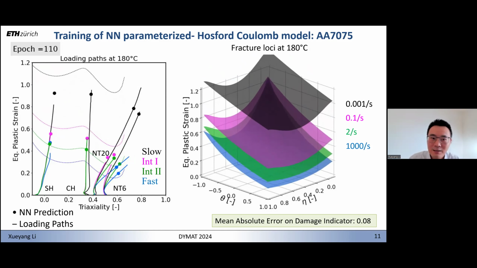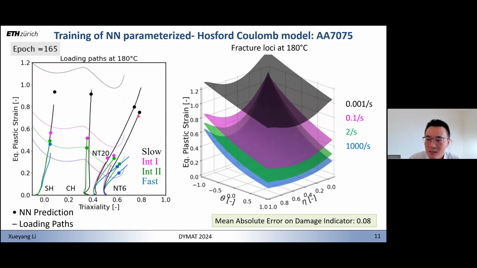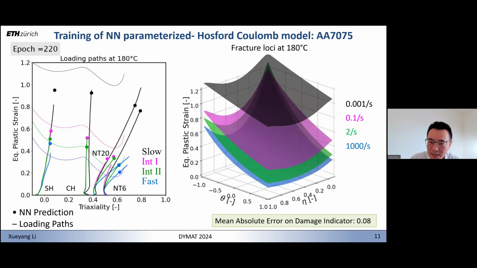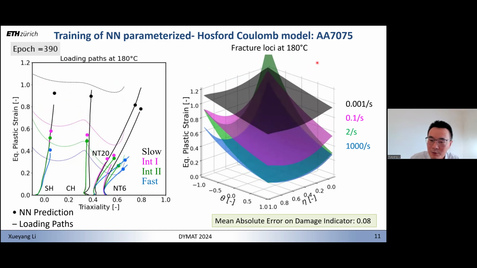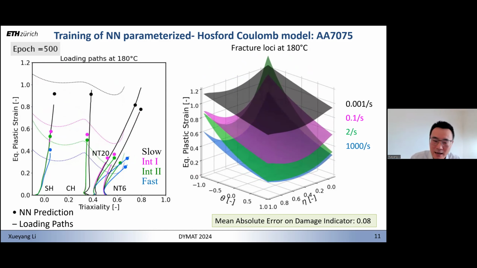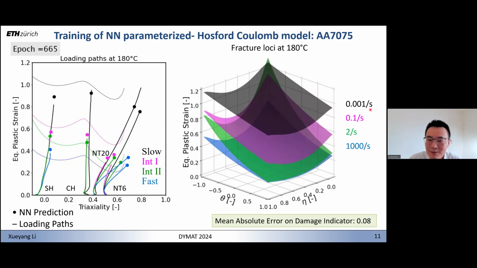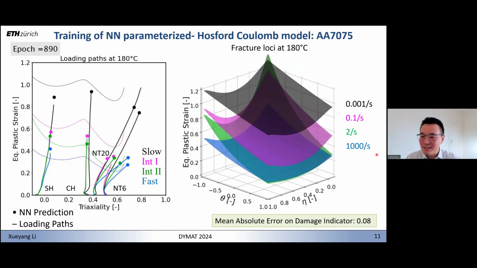We see that as the training goes, the dots approach the end of the lines, meaning that the fit is getting better and better. What is more interesting is on the right-hand side. On the right-hand side, I plot the fracture locus for 180 degrees C at 4 different loading speeds. You see that as the network is getting trained, the network identifies a higher ductility for low loading speed and low ductility for higher strain rate. And we didn't tell this to the network, it identifies this by itself.